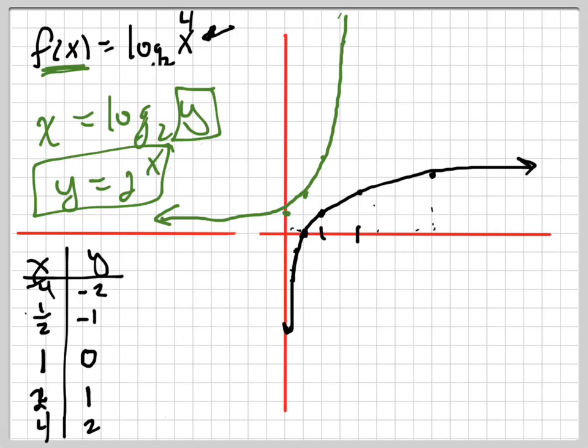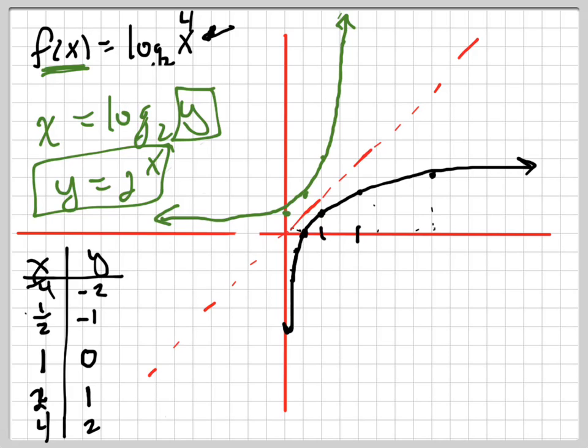What's that graph right there? That graph is the reflection over the line y equals x. Those are reflections of each other. So that's how you graph a logarithmic. That's the long version of graphing a logarithmic.